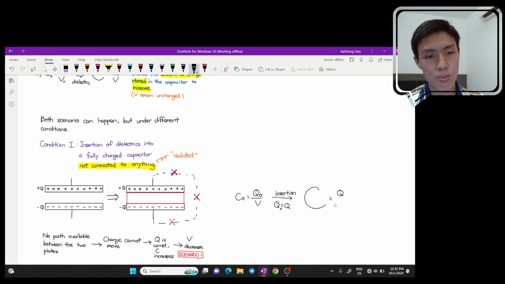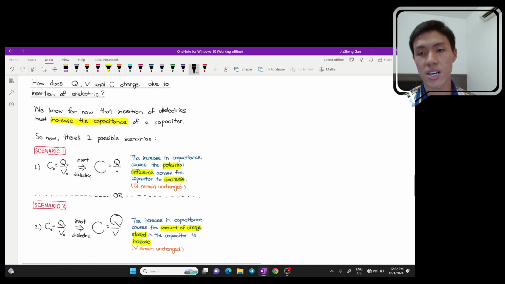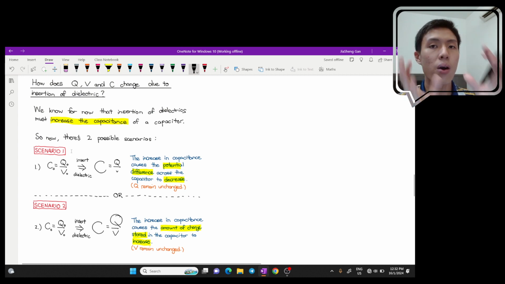So if your Q remains the same, then the only way to make this equation make sense is by decreasing the potential difference between the plates. So you make the potential difference become smaller in order to increase the capacitance when you insert the dielectric. So what's the effect of Q constant, C increases? It will cause the potential difference between the plates to decrease. Okay, so the potential difference between the plates decreasing comes back to what we said earlier. This will be scenario 1. So scenario 1 happens under the condition, what kind of condition? Our capacitor is isolated. If our capacitor is isolated, scenario 1 will happen.